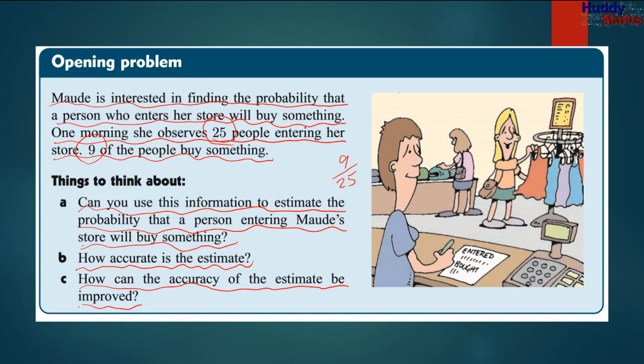How accurate is the estimate? Okay, we'd say probably not very. Is that what you thought? Well, why isn't it? Well, it was only one day. Only one day. And that doesn't represent what? All the possible days of the year when she would be selling stuff. It could be a different day. It could be in the summer, the winter.